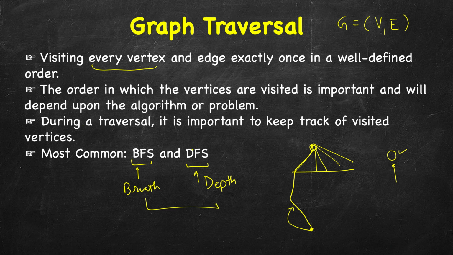Both are equally important. And during a traversal, it is important to keep track of visited vertices. This will be common to all the traversals that we do. If you don't keep track of visited nodes, you may never complete. You may again go to a node which was already visited, but you are not keeping track of that. So it makes sense to keep track of which nodes are visited. The two most common ways of traversal are BFS and DFS. In this lesson, we will study the first one, that is BFS.